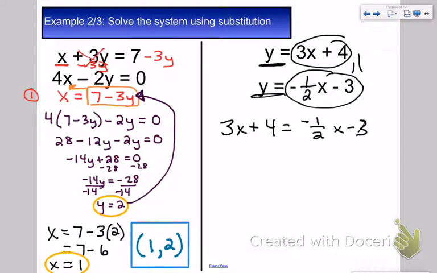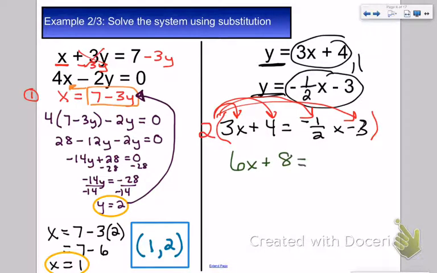I don't really want to deal with the fraction right now, so in order to get rid of a fraction, I can multiply the entire equation by 2, as long as I distribute to every single term. When I'm doing that, I get 6x plus 8 is equal to, the 2 and the denominator cancel out, so I just have a negative x minus 6.